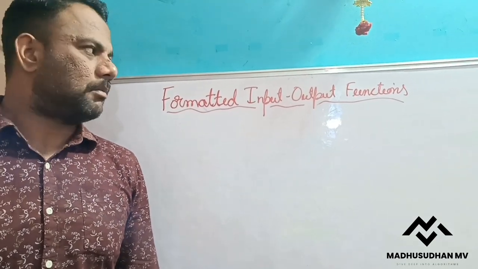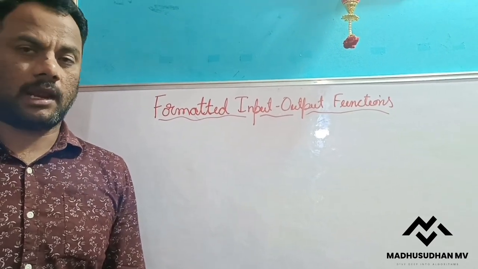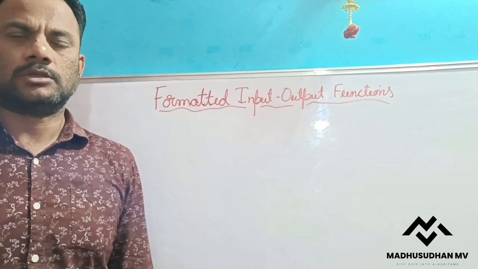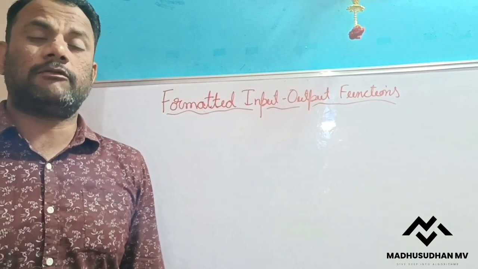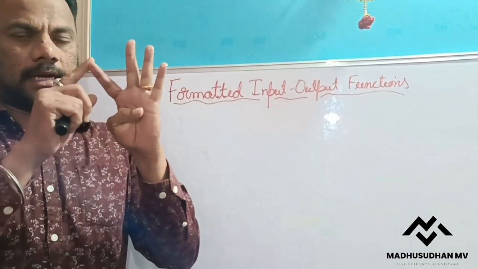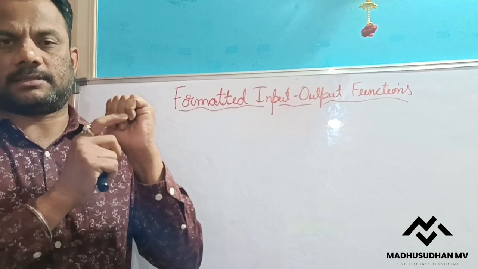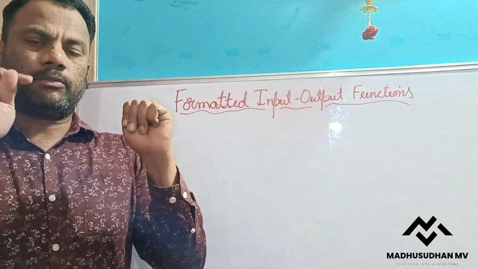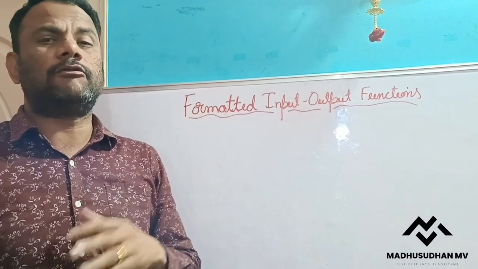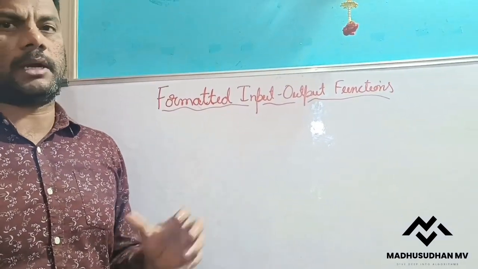In this video, I am going to explain formatted input-output functions. In the last video, we discussed unformatted I/O functions. There are a total of 9 unformatted I/O functions we discussed: getc, getch, getchar, getche, gets, and then putc, putchar, putch, and puts. Now today we are going to discuss formatted I/O functions.